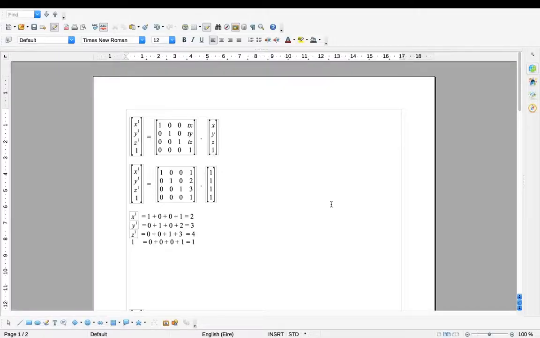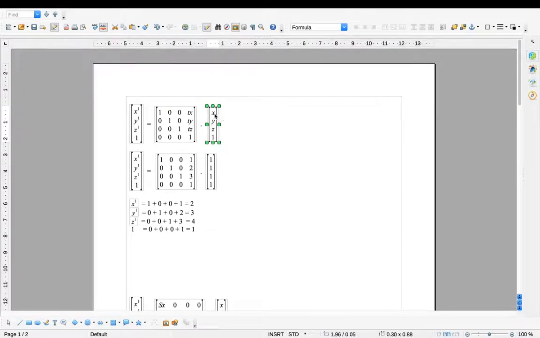So I'm just going to give you an example of how to translate using a matrix, and this is essentially the formula that I need to use. So to get the new x, y, and z points, I can use this matrix and multiply it by the original x, y, and z points.